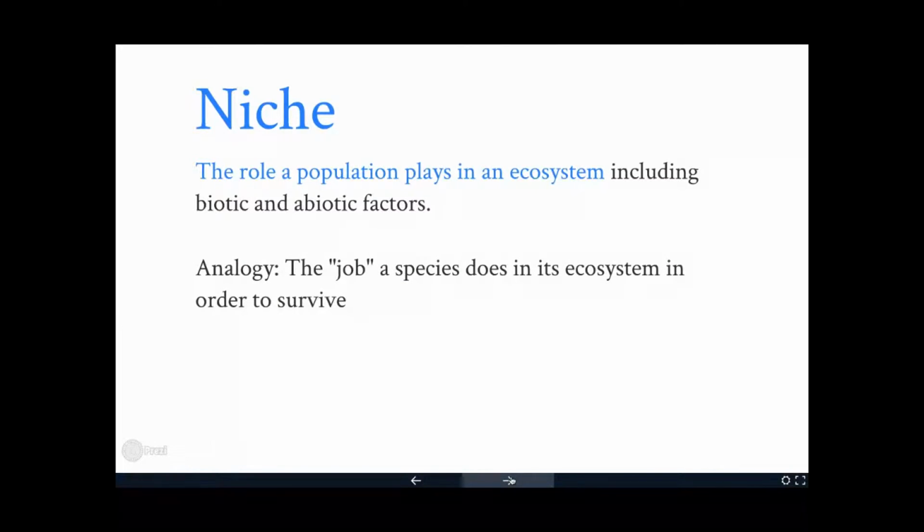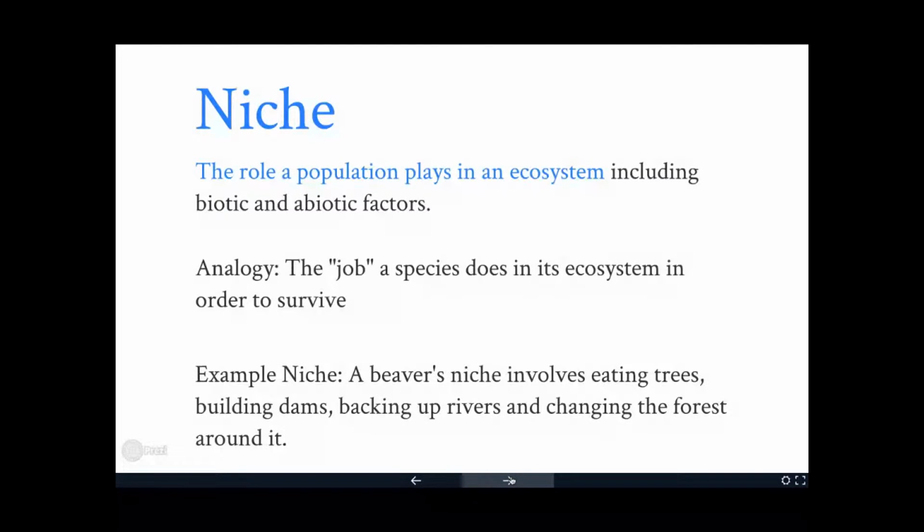It's the job that a species does in its ecosystem in order to survive. So what's it doing? How's it interacting with other things? That's its niche. The example here would be a beaver's niche, which involves eating trees, building dams, backing up rivers, and changing the forest around it.